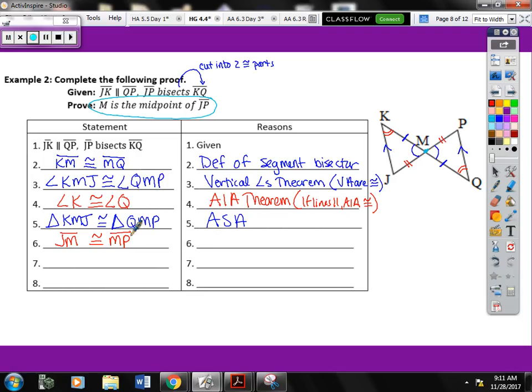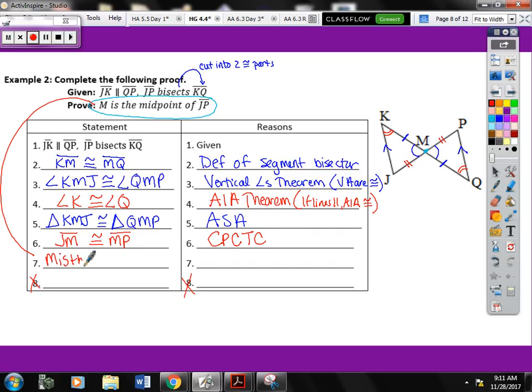Why? If I know the triangles are congruent, what tells me that those segments are congruent? Joseph? Perfect. Corresponding parts of congruent triangles are congruent. CPCTC. Technically, you could go mark like everything is congruent to everything now, but we're just going to do what we need. And so now that we know those are congruent, that means M must be the midpoint, so our proof is done. And we didn't need step 8 this time.